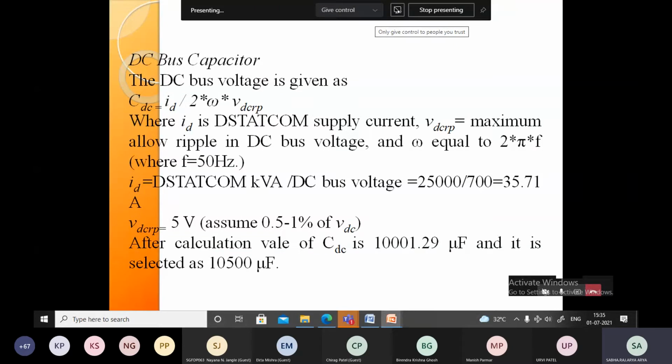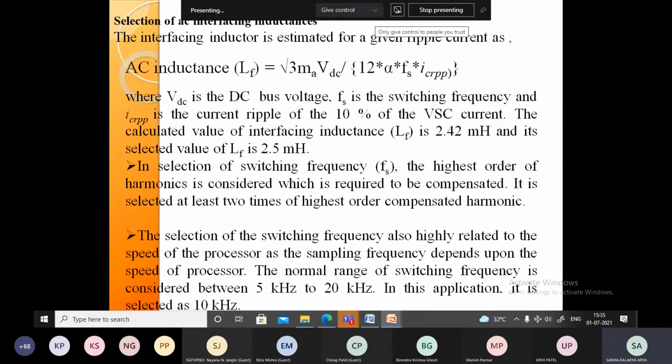Where ID is the DC current, IDCRP the maximum allowed ripple in the DC bus voltage, omega is 2 pi into N. ID equal to how much? DC kVA divided by DC bus voltage, we are going to take 35.71. IDCRP means 5 volt, assuming 0.5 to 1% ripple. After calculation of the value, you will get whatever value we are going to see. Let 10,000 means by this formula we can find out.